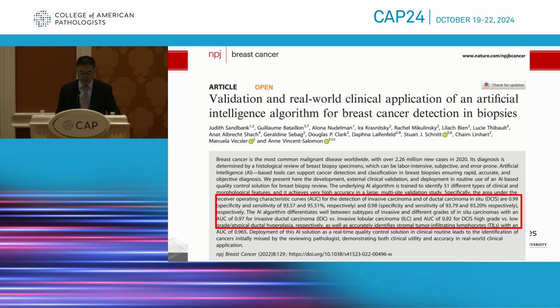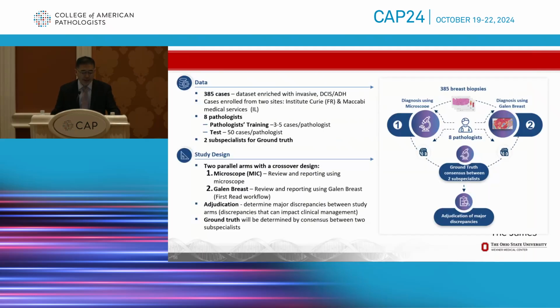I think it's 0.99 for invasive ductal carcinoma and 0.98 for DCIS. So the validation process during the development was based on 385 cases and 8 breast pathologists.